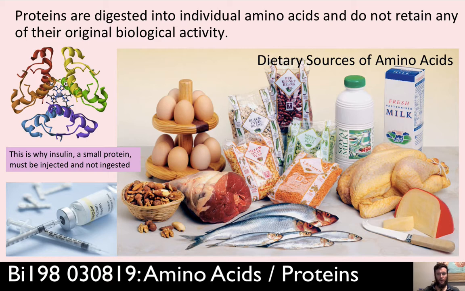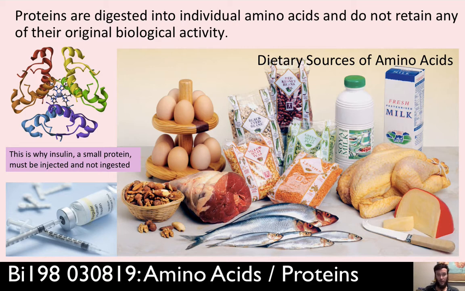So when you eat a protein, your body is going to take that protein and break it up into the individual amino acids that make up that protein. Those proteins that you've consumed don't have any of their original biological activity. They get broken up into each of the little amino acids. So your body is going to make enzymes that are going to clip off the amino acids on the end of the peptide chain for all the proteins that you eat.